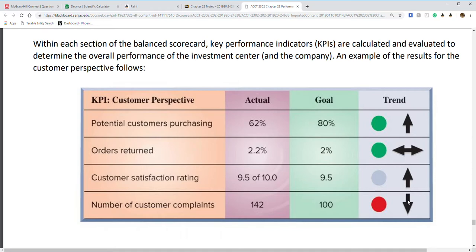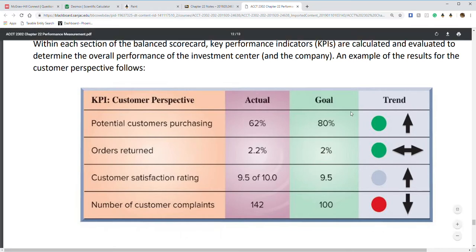So KPI, again, we'll look at the customer perspectives: potential customer purchases, orders returned, customer satisfaction rating, and number of customer complaints. We're going to look at the actual, and then compare it to our goal. This is what we want to happen, and comparing the two, the trend has to go up. It's green. Right now it's 62%. The trend is probably going to stay the same, and actually is showing that it's staying the same. So we need to go up with that one. We're okay. Here it's neutral, but we should go up a little bit more. Right now it's the same, but we want more.